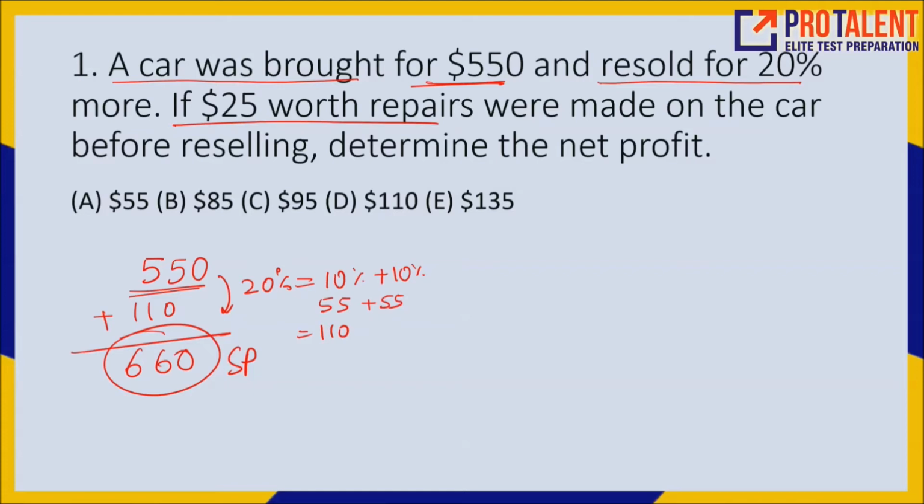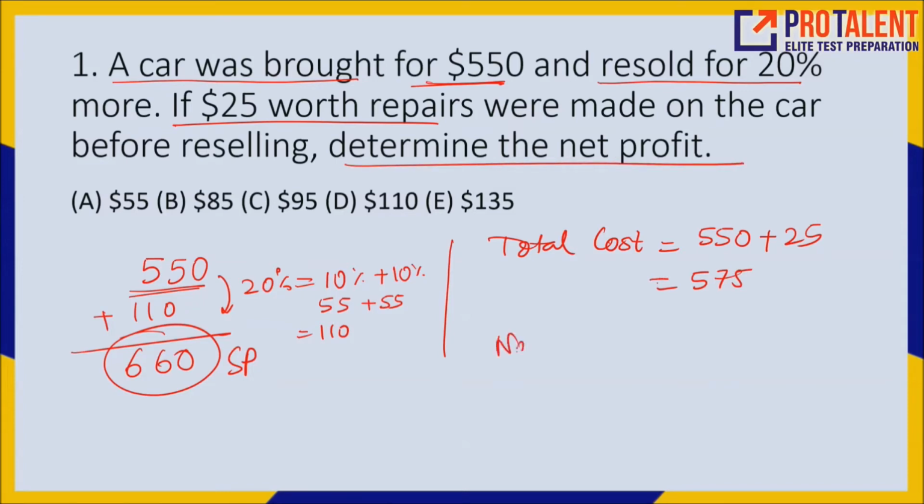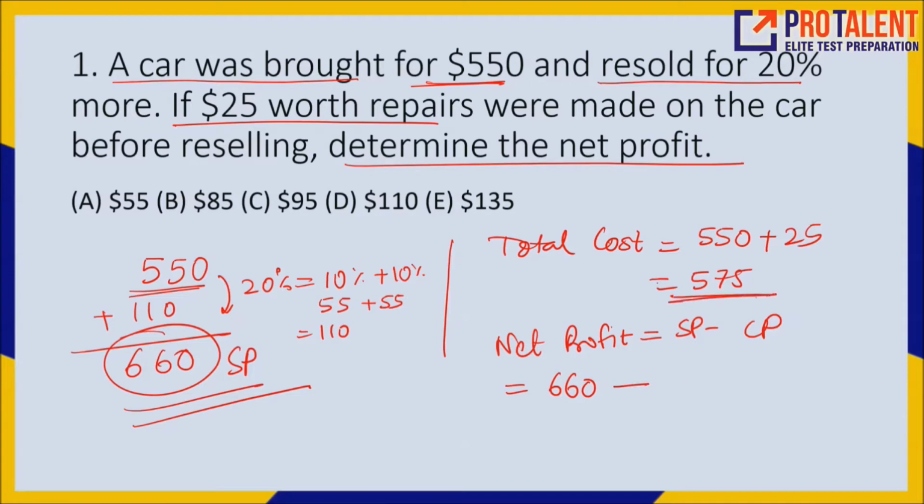There is 25 worth of repair made. 25 rupees का repair हो गया. So that means your total cost would be 550 plus 25, and that will make it 575. This is what your cost is. Determine the net profit. ठीक है, selling price which is 660. Net profit would be SP minus CP. Selling price is 660 minus cost price 575, and therefore your benefit would be 85. Okay, so the answer would be 85.